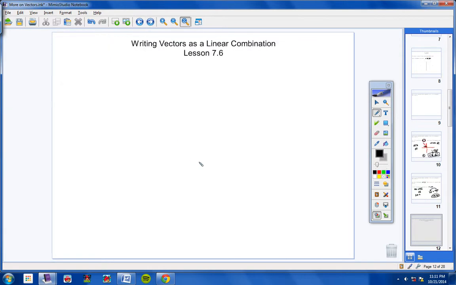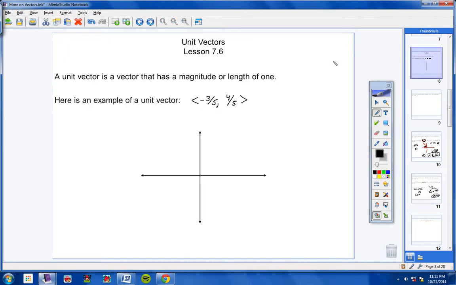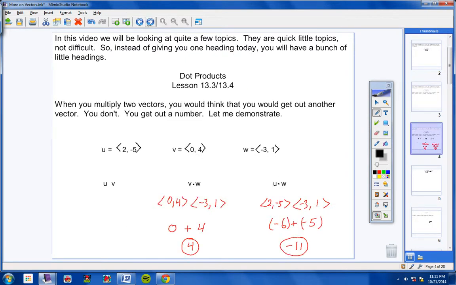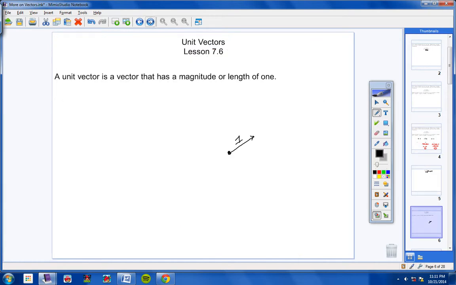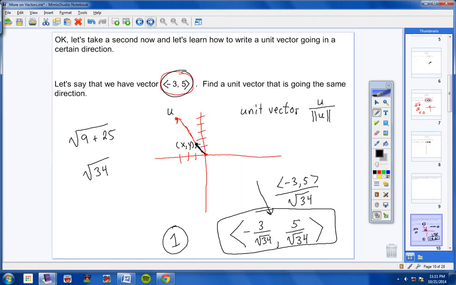Now, let's go ahead and jump on to another topic here. Hopefully I didn't go too fast through this. I thought about giving you guys one more example here, but I feel like this is enough. So we're going to go ahead and continue on, but so far, you should be able to find the dot product of two vectors. You should be able to understand what a unit vector is, and then find a unit vector going in a certain direction.